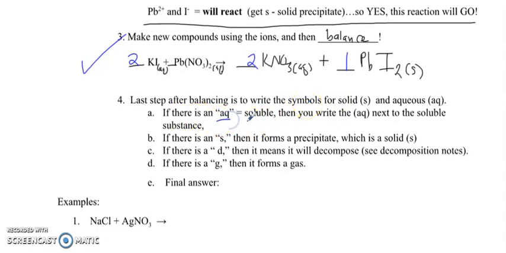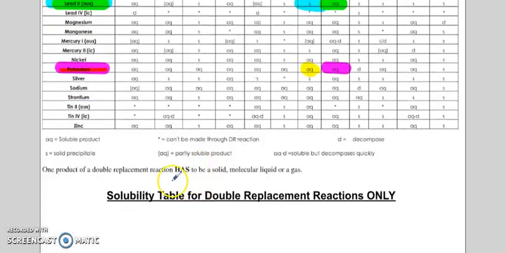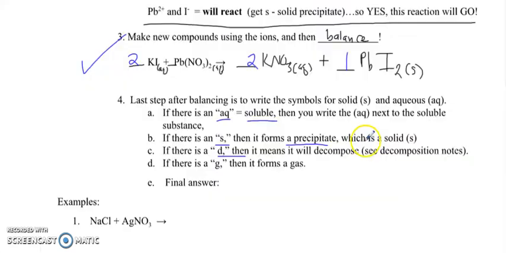AQ means aqueous. It is soluble. That means it will dissolve in water, like Kool-Aid powder dissolves in water to make an aqueous solution of Kool-Aid. If there's an S, it is a solid precipitate. If there's a D, if you go back on your chart, D means it will decompose. So maybe it forms but then immediately decomposes. We saw a couple of those examples in the Chapter 8 lab.